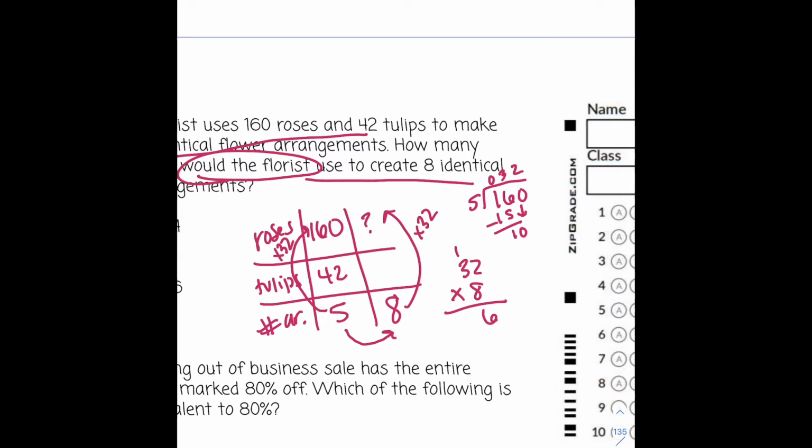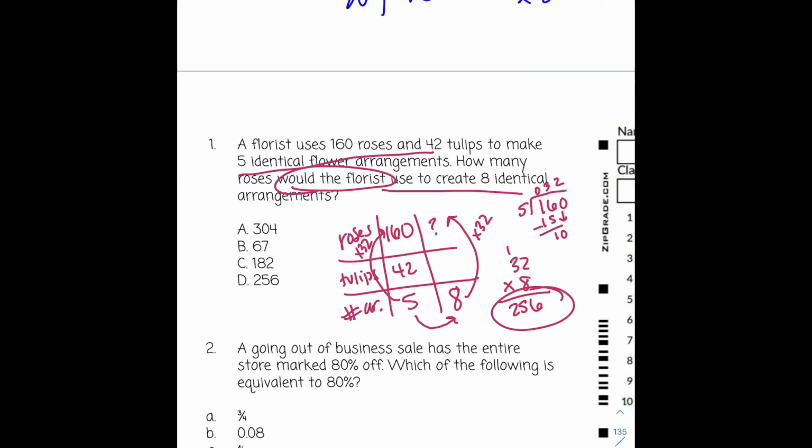8 times 2 is 16. 8 times 3 is 24, plus 1 is 25. And that means there are 256 roses in 8 arrangements. D.